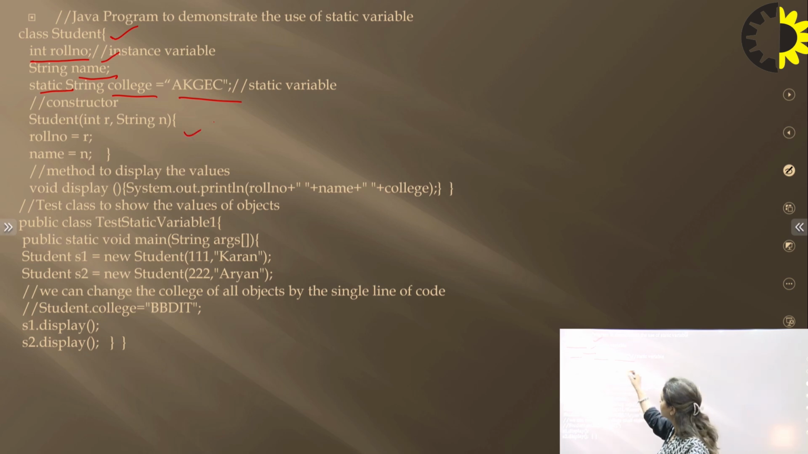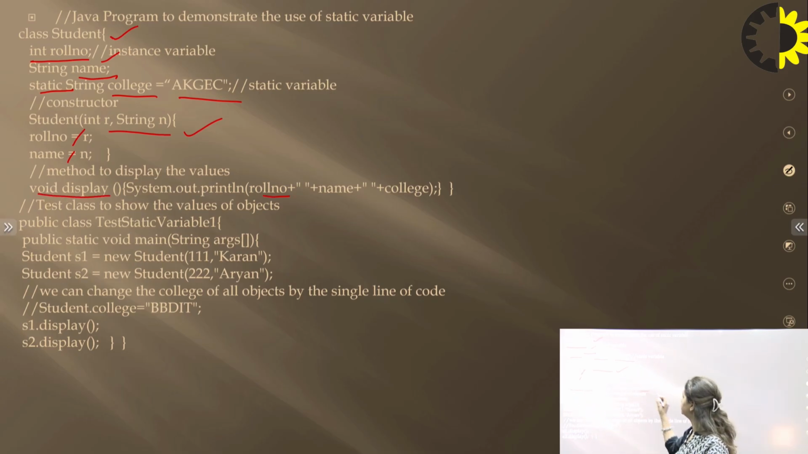Here, we are creating a constructor whose name is the same as the name of the class Student. It's a parameterized constructor having two parameters, an integer value r and a string value n. And we're passing this r and n to the roll number and name variables, where both the variables are not static, they are normal variables. Now, then we have created a display method.